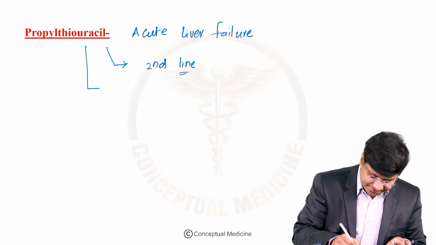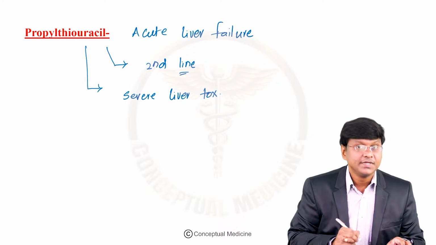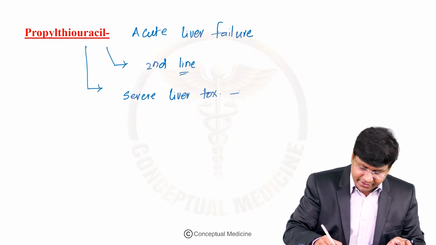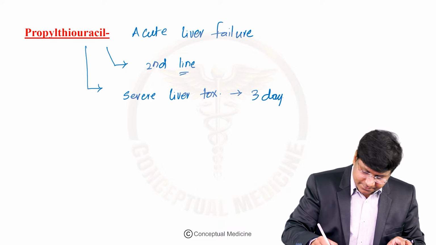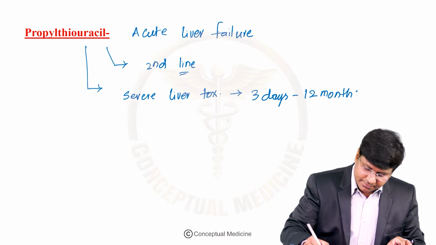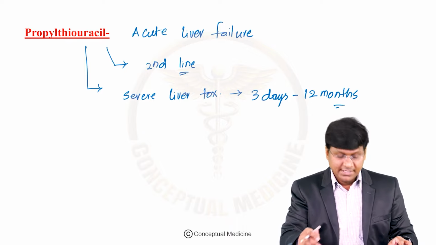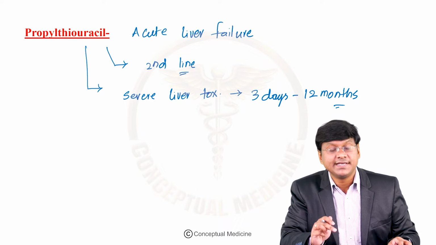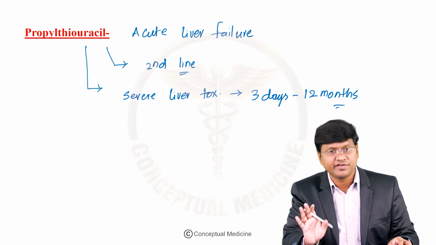The individual can have severe liver toxicity, and the development of this severe liver toxicity varies from 3 days to 12 months after starting propylthiouracil. Therefore, propylthiouracil is ordinarily reserved for treating women actively seeking fertility and during the first trimester of pregnancy.